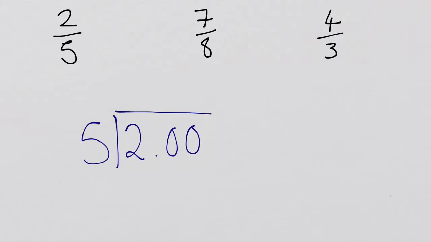How many 5s are there in 2? There's none, and there's 2 left over. How many 5s in 20? There's 4. So first one's 0.4.